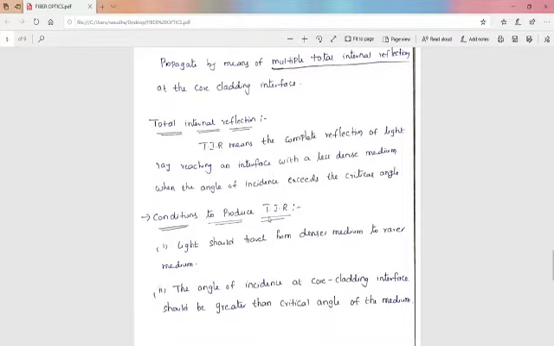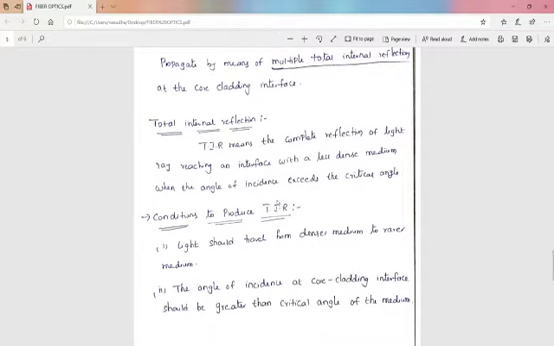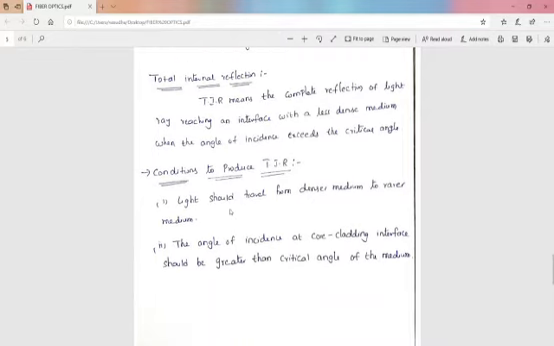Now, the propagation of light rays from one end of the fiber to another end of the fiber by multiple total internal reflection is the principle of an optical fiber. How does fiber work? How does light propagate from one end of the fiber to another end of the fiber? By total internal reflection. Now, what are the conditions to produce total internal reflection?